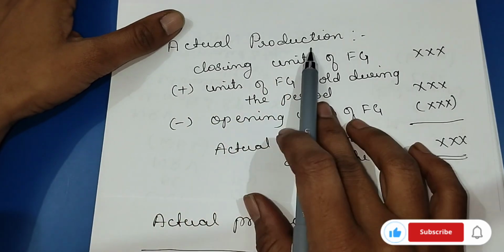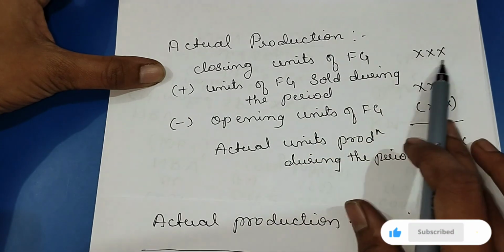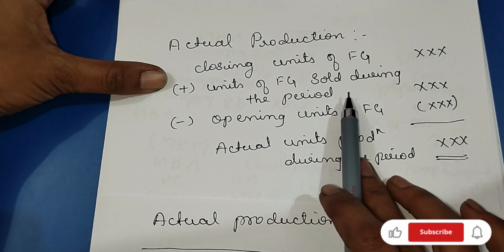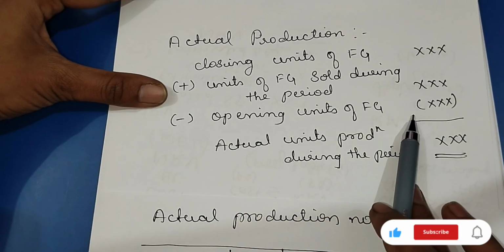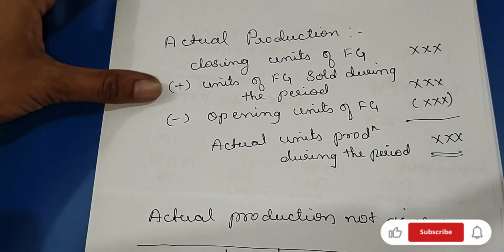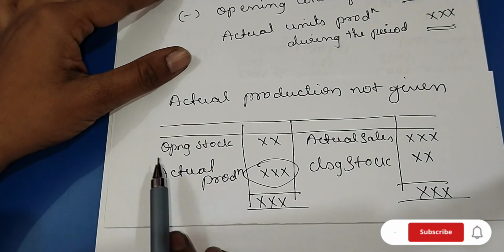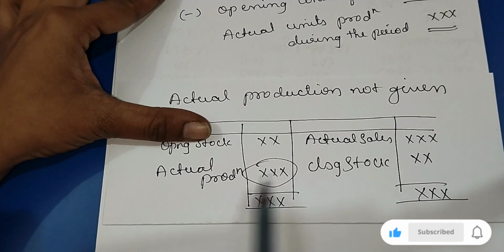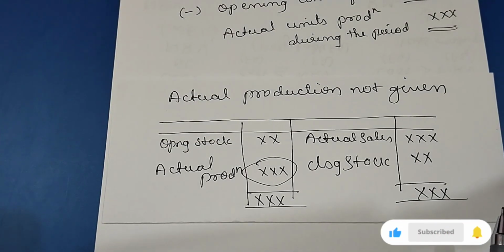So what are those methods? First one, by considering the closing units of finished goods, to this you are adding units of finished goods sold during the year, whatever you have sold. Okay. From these two you are deducting the opening units of finished goods. Then you will get the actual production for the period. Okay. Otherwise, with the help of a ledger account also you can prepare. When actual production is not given, you can take opening stock, actual sales, closing stock like your trading account. The balancing figure will be considered as our actual production.